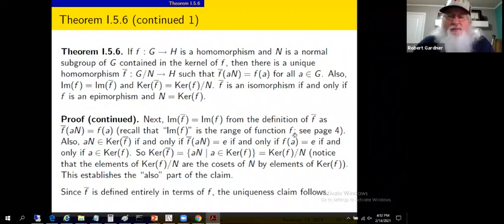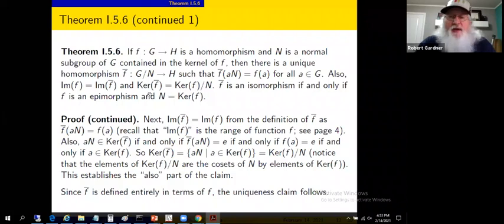Image is the range of a function. So as A ranges over all the elements of G, AN ranges over all of the cosets, and we've set these things equal to each other. So everything that can come out of this is exactly what can come out of this. So the images of those two mappings are the same. Let's see, that takes care of the image claim.